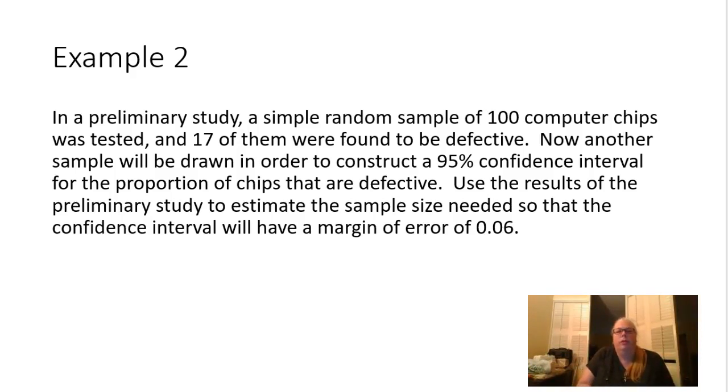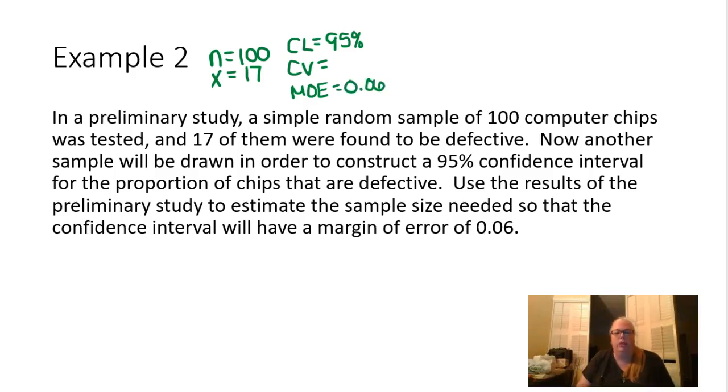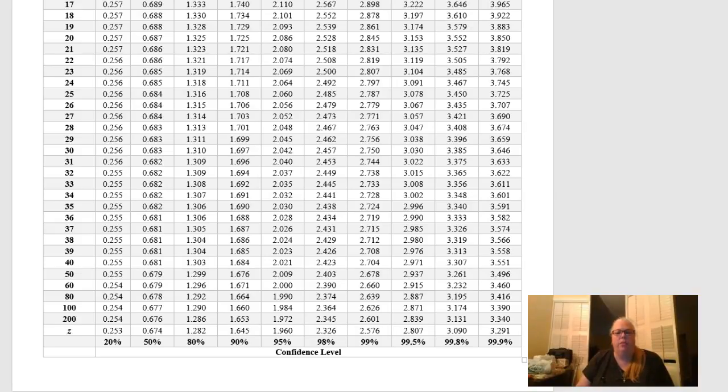Okay, things we know. Our sample size is 100, and the number of computer chips that had our desired result, or undesired since they were defective, is 17. Our confidence level is going to be 95%, and so we're going to need to get a critical value from table A3 on the Z line. And then we want to have a margin of error of 0.06. So let's go to table A3. Here's 95%, the critical value right above it, 1.960.